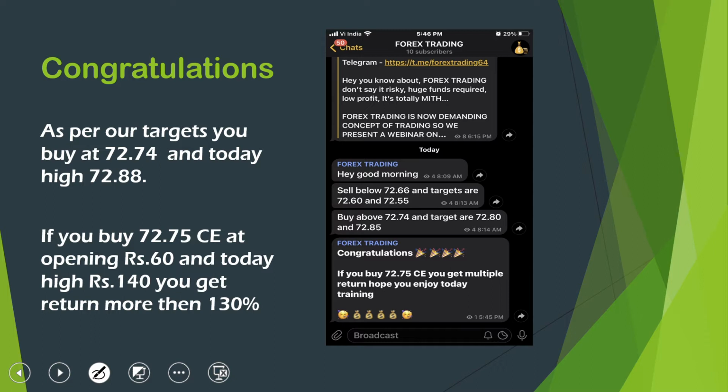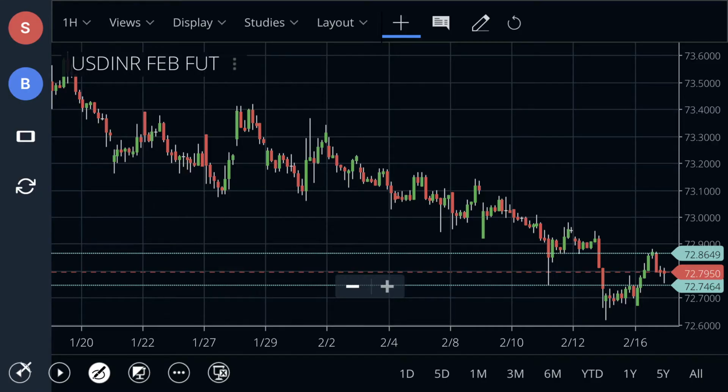Congratulations, let's celebrate because we got more than 100% return for today's intraday trade. If you work as per our targets, you get more than 100% returns. Okay, and let's see here the USDINR important levels for tomorrow.